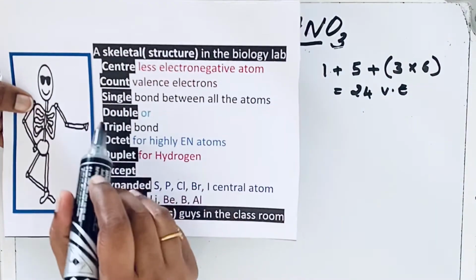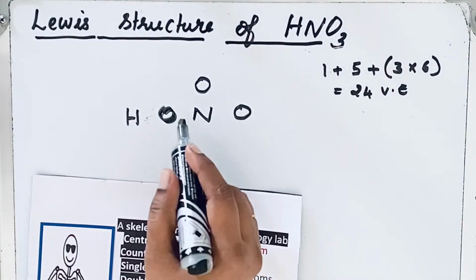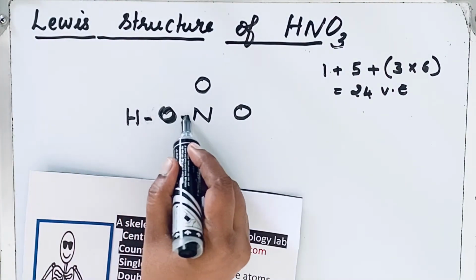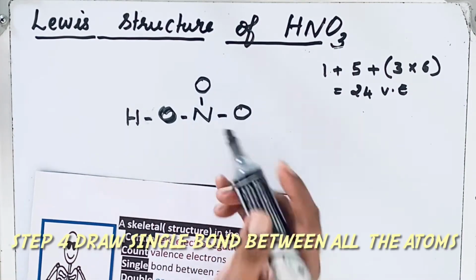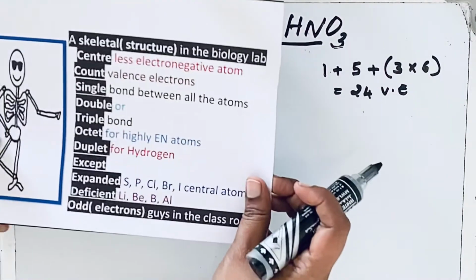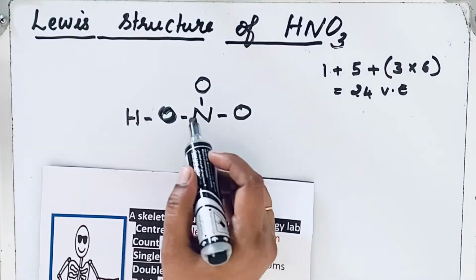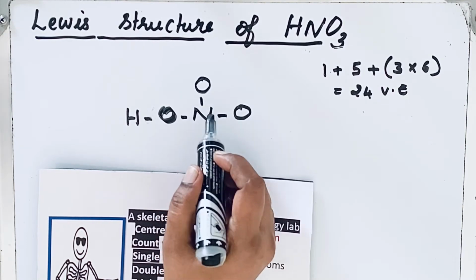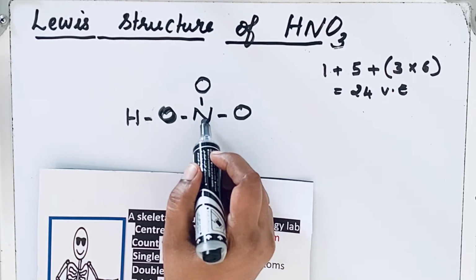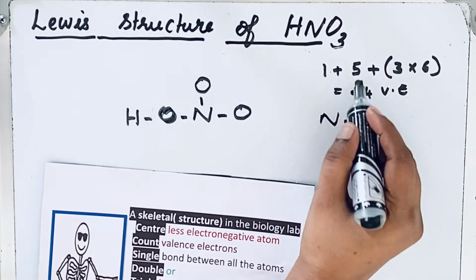Now come to the next step, single bond between all the atoms. So we draw a single bond between all the atoms. A single bond means how many electrons are involved? 2 electrons. Then after that, see the next step, double or triple bond. Now whether this compound will get a double or triple bond around the central atom, for that we should write the electron dot structure of the central atom nitrogen. You know that nitrogen has 5 valence electrons, isn't it?